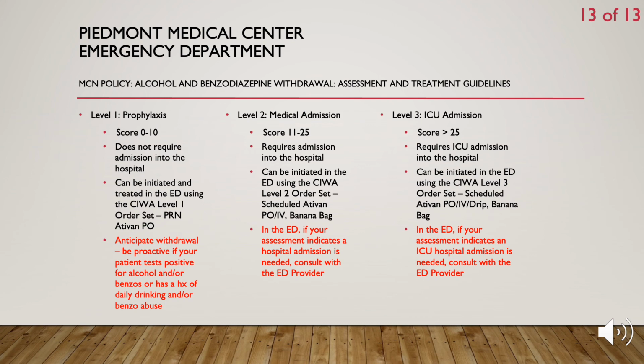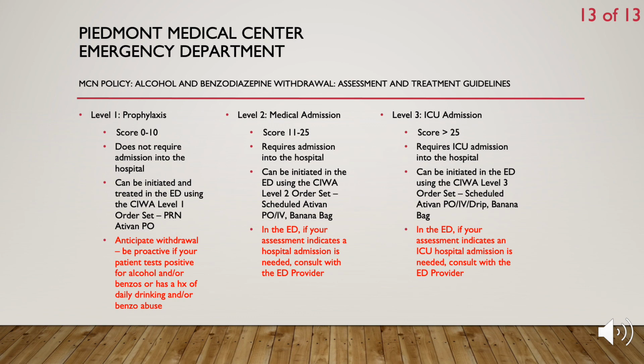For CIWA scores from 0 to 10, the patient is treated prophylactically and can be managed in the emergency department with PRN Ativan or Librium. For scores greater than 10, a hospital admission is indicated, and the ED provider should be notified of your assessment results. As the CIWA assessment includes subjective and objective judgments, the ED provider may assess the severity of symptoms differently than you do. The ED provider will assess the patient and make the determination whether or not to move forward with a hospital admission.